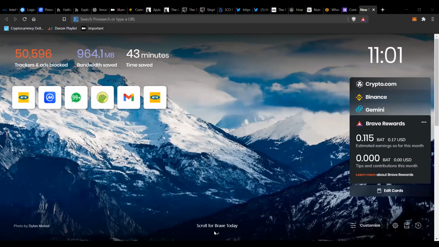I'm trying to see if I can just show you the wallet, so you can know how funds are moved from Brave browser. I just hope this loads fast.